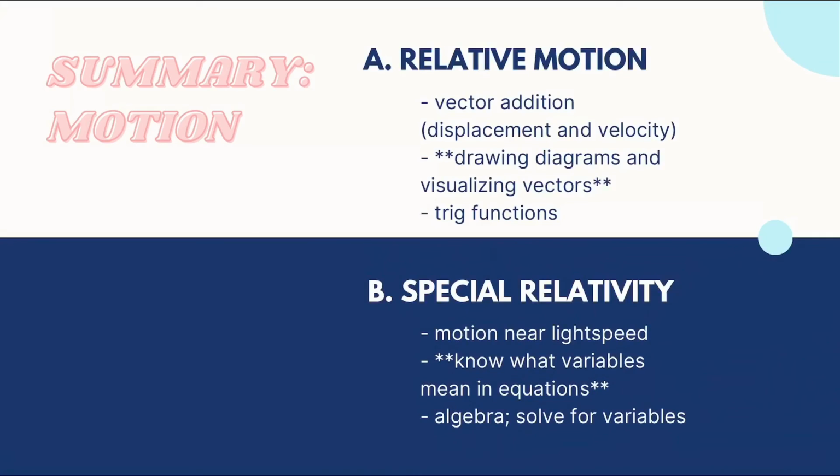Special relativity has to do with motion near light speed, and time, length, mass. They all change because of these special circumstances. And what's important in these kind of questions is to know what each variable means in the equations, which again we will get to later. And for math, just algebra. Make sure to know how to solve for the variables.